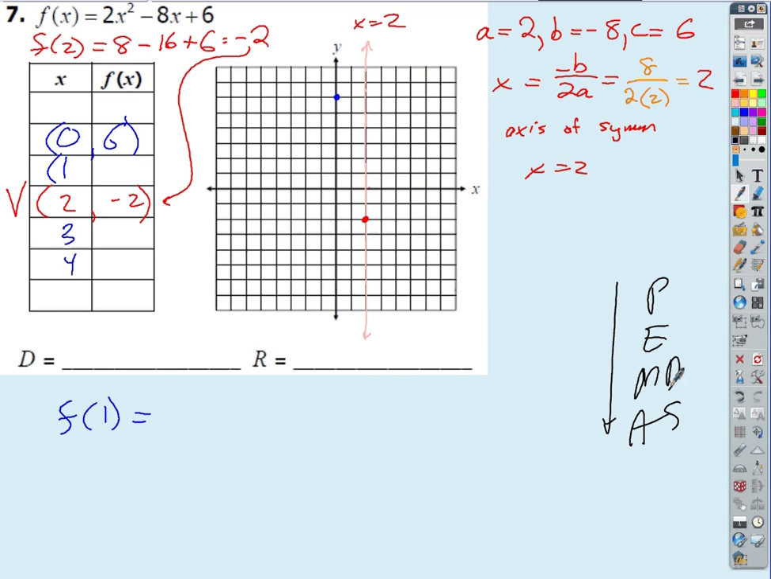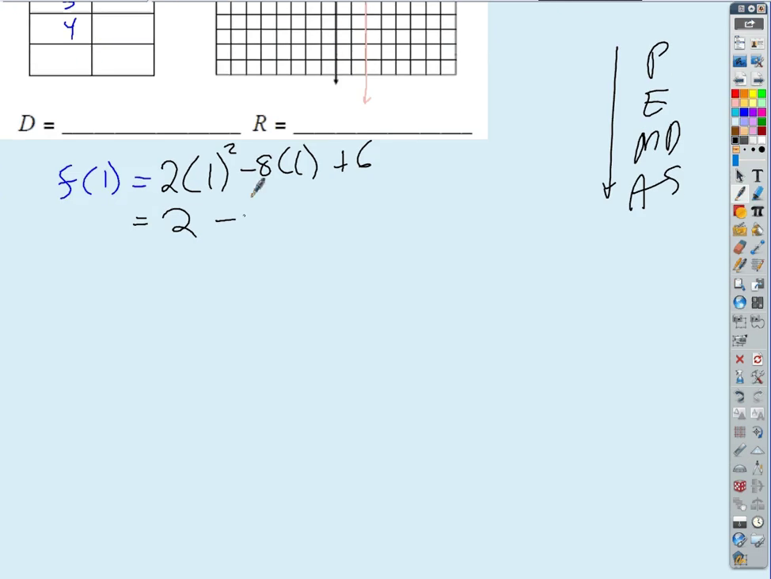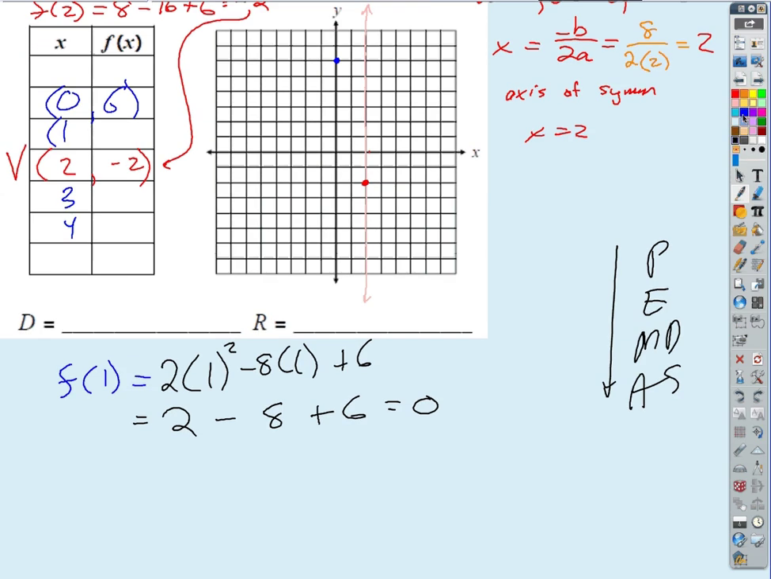So f of 1 is going to be 2 times 1 squared, see what I'm saying? Minus 8 times 1 plus 6. Well, I've got to square the 1 before I multiply by 2, don't I? So 2 times 1 squared is just 2, minus 8 times 1 is 8, plus 6. So 2 plus 6 is 8, minus 8? 0. Okay, so we get the point 1, 0.